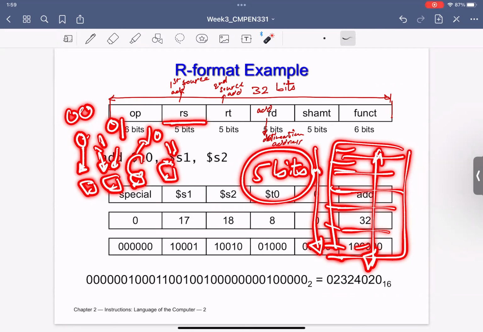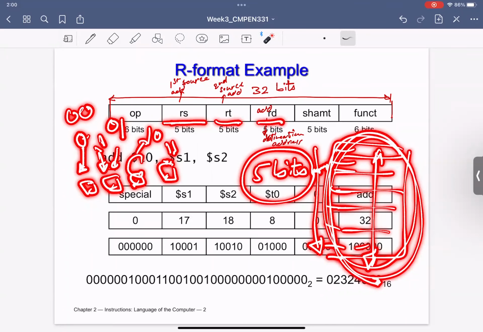But this will also be needed for the first source, for the second source, and for the destination, because all of them can be any of these 32 registers. So I need 5 bits to tell it: please go to register number 1, add it to register number 4, and put the result in register number 31, or so. That's why I need all of these 5 bits. Okay, so now we understand why we need 15 bits out of the 32.